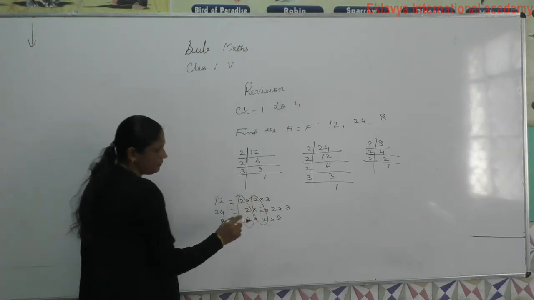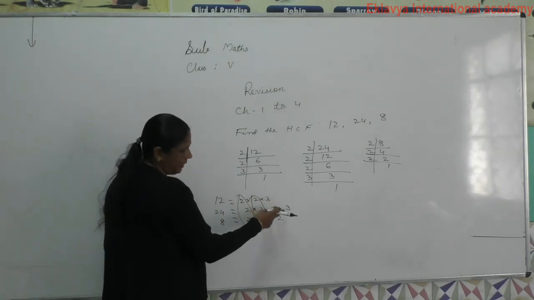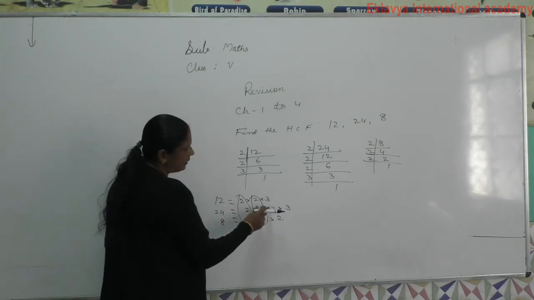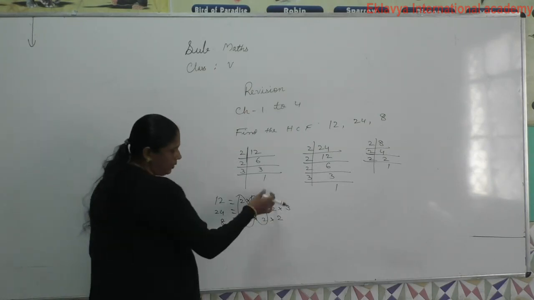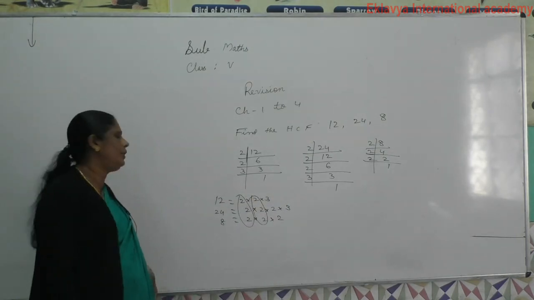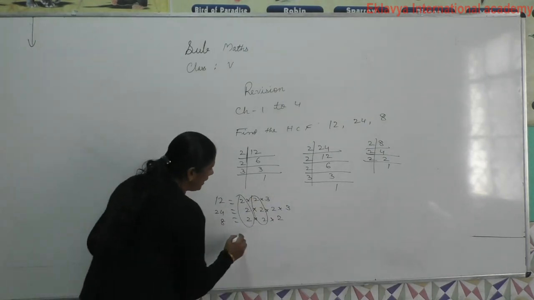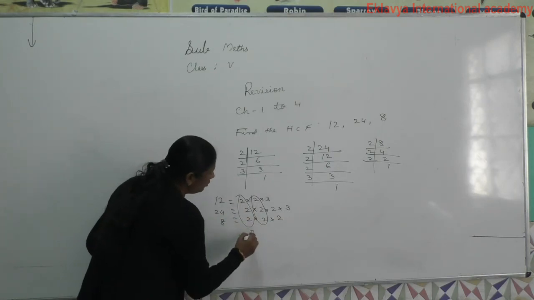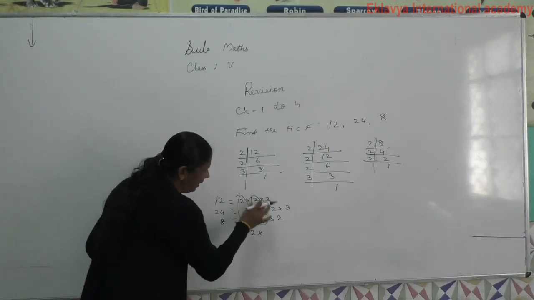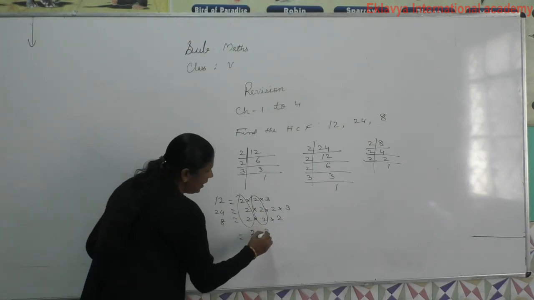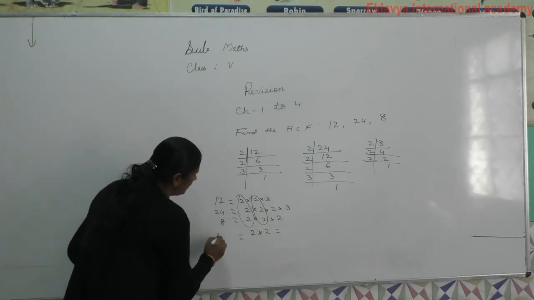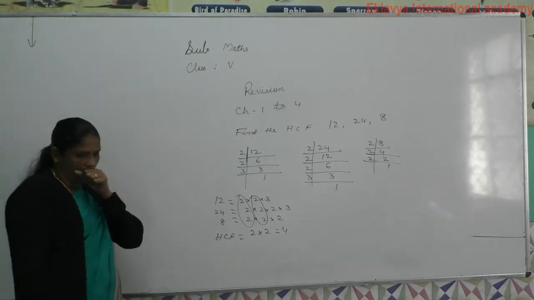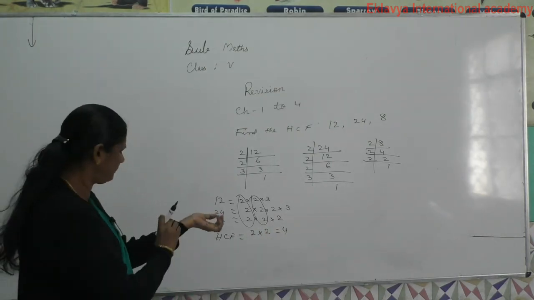This two. Here three, there is no 3 here. Therefore, you don't take. Then this two. Here don't do. Therefore, you don't take. Now we write, we take 1, 2 in this group, 2 into, again we take 1, 2 in this group, our HCF is equal to 4. Understand?